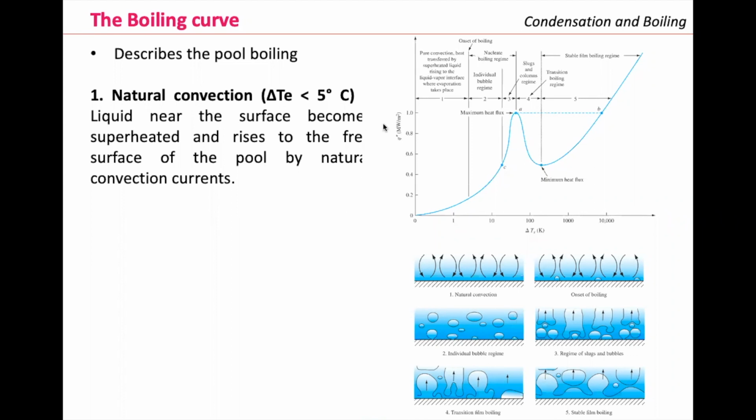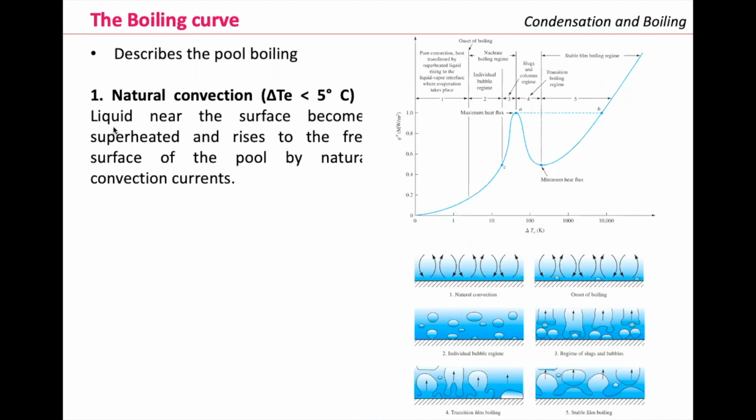The first area, area number 1, is the one defined by natural convection, and it happens at excess temperature less than 5 Celsius, right? As you can see in this curve, we have the excess temperature plotted versus the flux. So our first area occurs at an excess temperature less than 5 Celsius. This is the area of natural convection, and this is an image that represents that area.